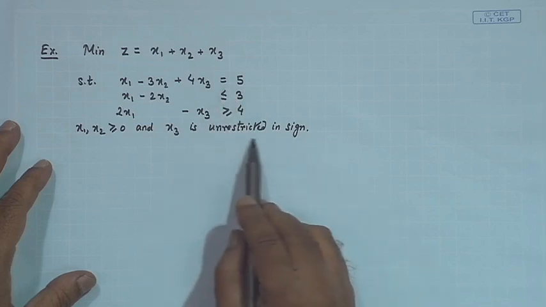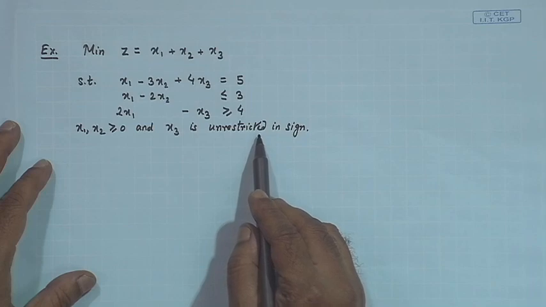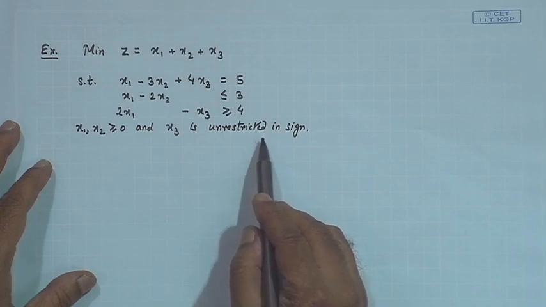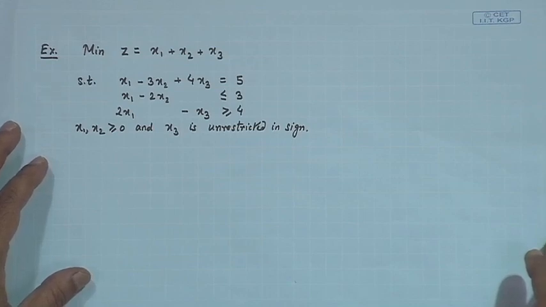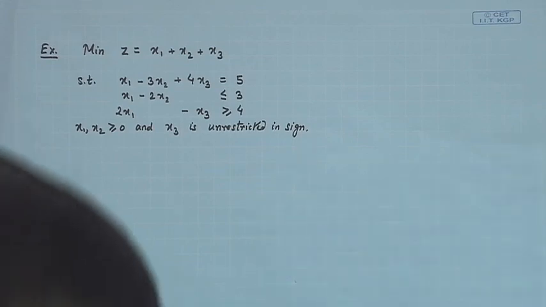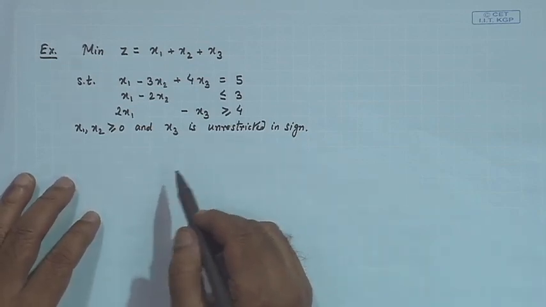Similarly, since in the original problem you have one variable x3 which is unrestricted in sign, therefore, in the dual problem there will be one equality type constraint. Now, I have to write this down into the first canonical form.